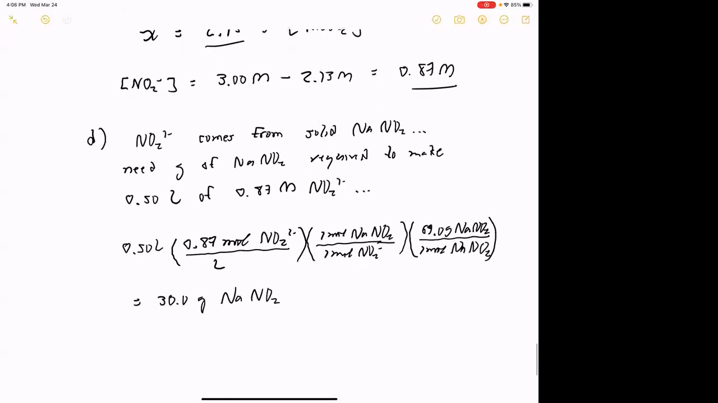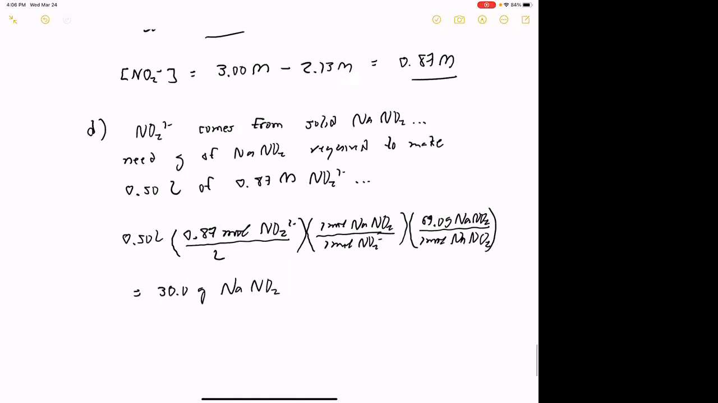All right, so now I know when I go to make my buffer, I'm going to have to start by putting 30 grams of NaNO2 into my volumetric flask. Okay, that's going to take care of the base part of the buffer. Everybody okay with what I did there? Wouldn't sig fig be 2 since half a liter is 0.50? Probably. I'll just mark it as such.